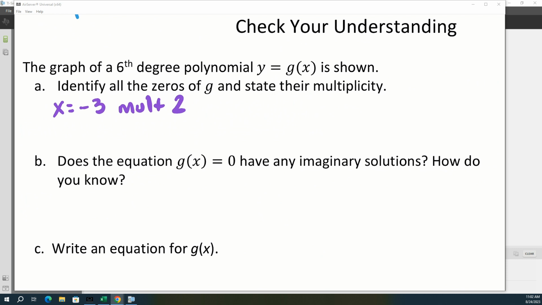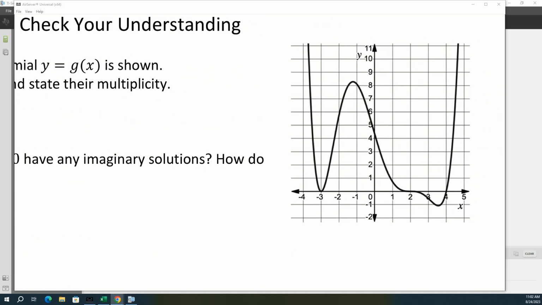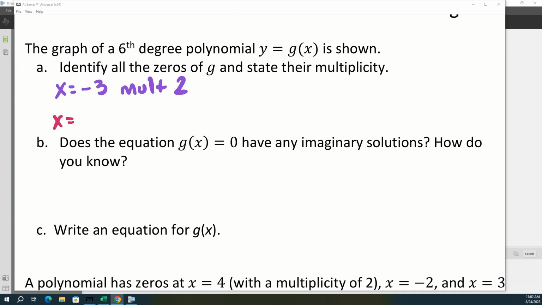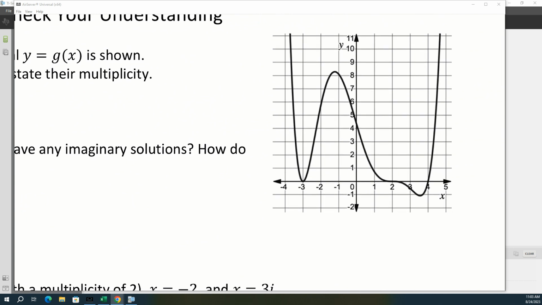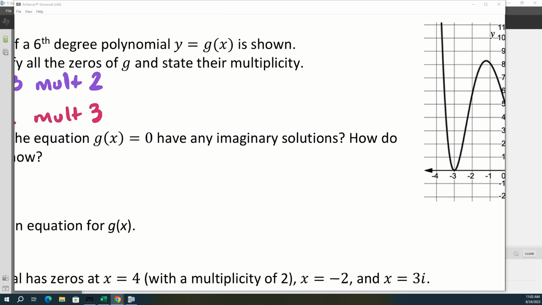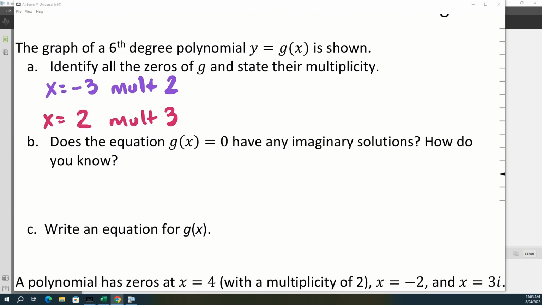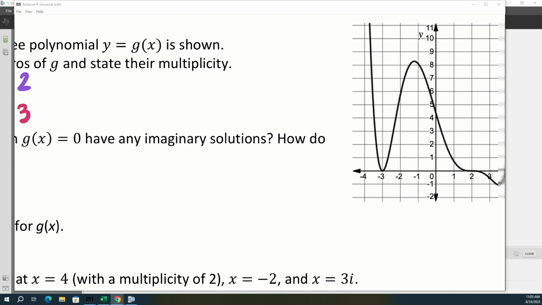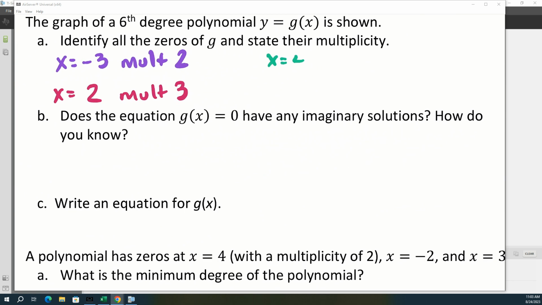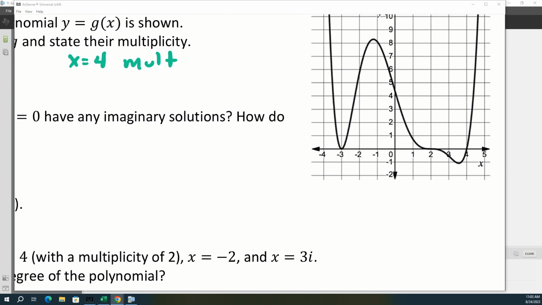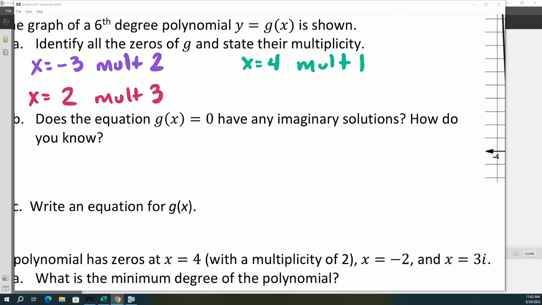All right, what's the next 0 you guys see? Then what's the next x-intercept? 2, good. All right, and then looking at its behavior, what would you say the multiplicity is? Does it bend or does it go straight through? It bends, so it's 3, good. All right, and then we have one more at 4. What do you guys think about the multiplicity? 1. Straight through was 1. Nice job.